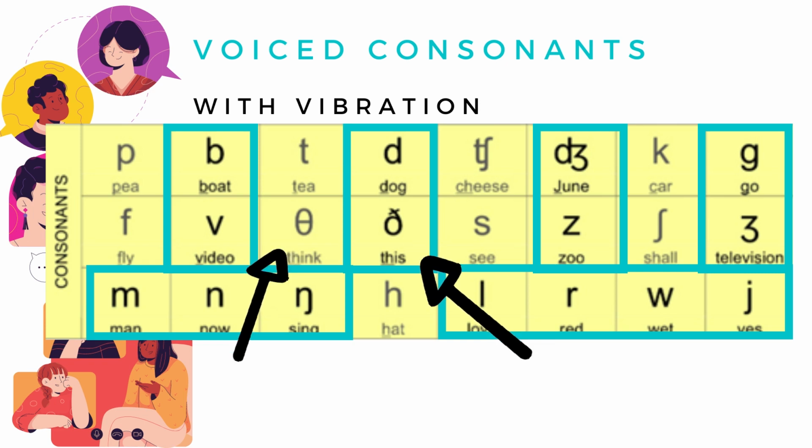To determine if the sound is really voiced, try to place your hand or your fingers on your throat. Ibutang ang kamot or ang mga tudlo sa babaw sang tutunlan. And then, let us try to produce the TH sounds for think and this. Let us start with the TH sound for think.